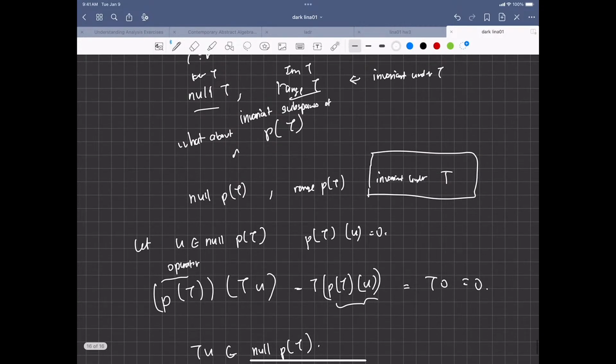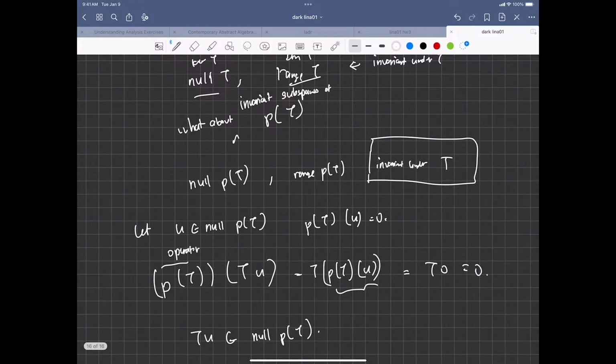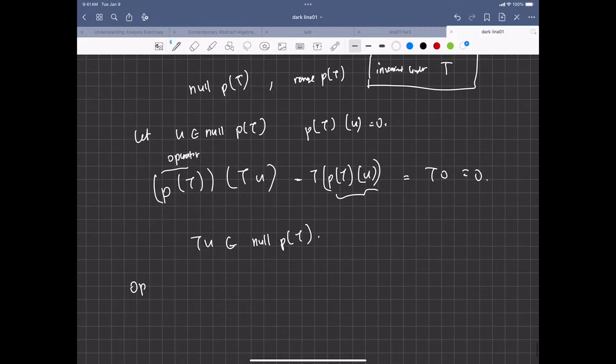No, sorry. T is an operator, and P is a polynomial, right? What do we mean by operator? An operator is a linear map where the domain and the codomain are the same vector space. This was defined way at the start of chapter 5. Just to remind you, an operator is a linear map with the same domain and codomain. Or you can see that T is a linear transformation from V to V.